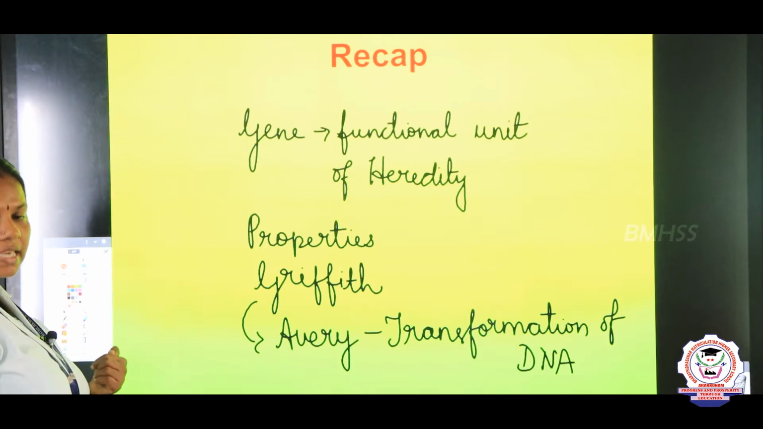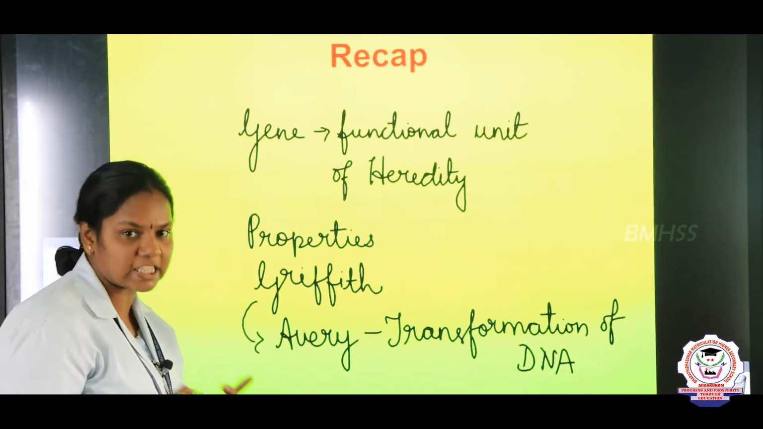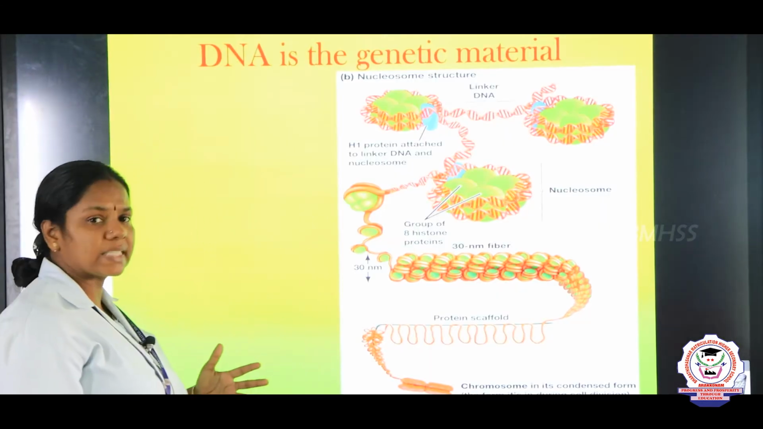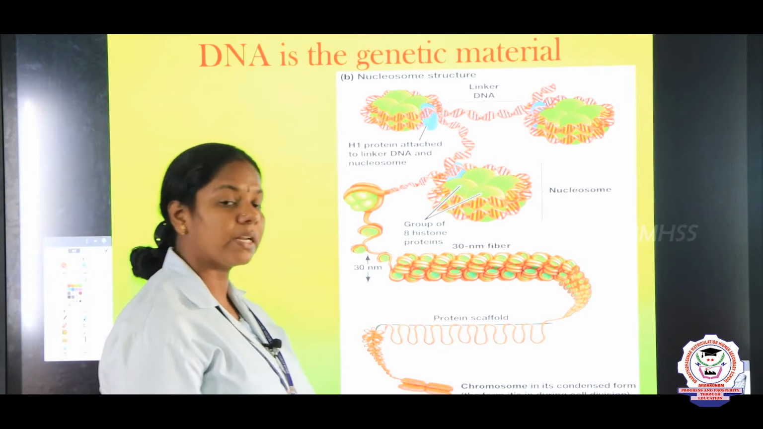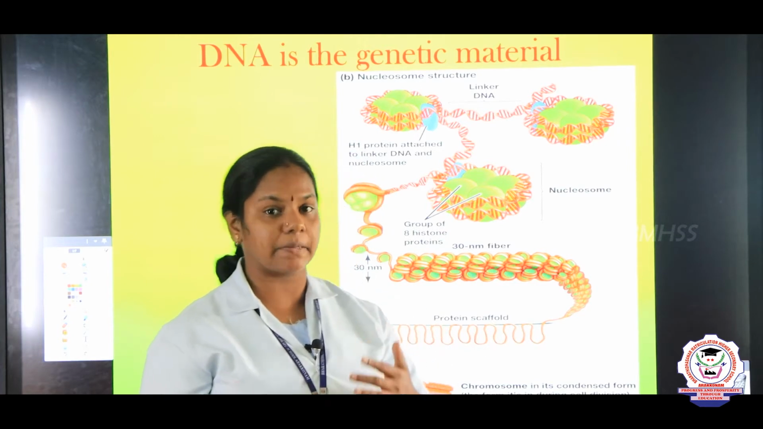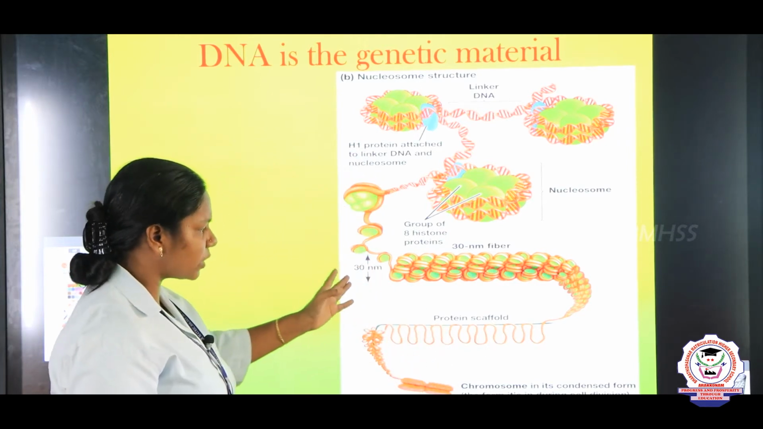In this session we are going to see some of the experiments related to proving that DNA is the genetic material. So, now we are going to see the proof that DNA is the genetic material. Even Griffith and Avery proved that DNA has a capacity to transform from one cell to another. For example, you just look into this picture, children.